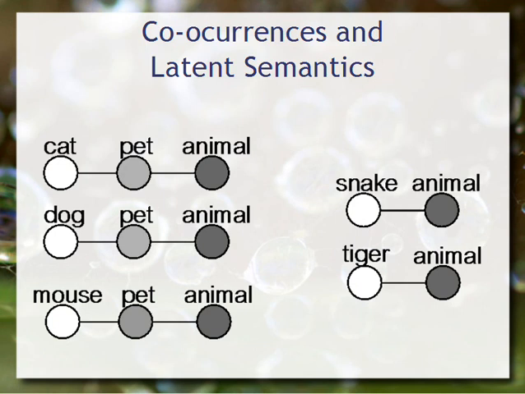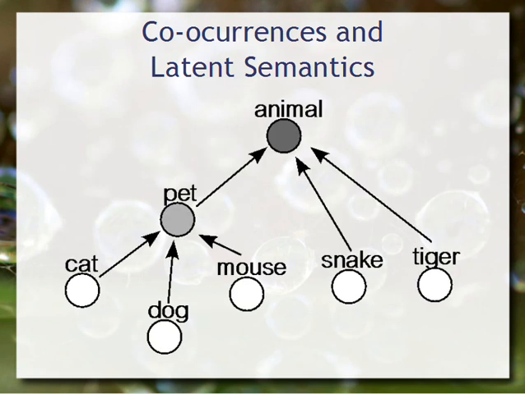And I can go even further. For example, I can get nodes together like that. Okay? And I can see that, for example, whenever I see cat, I see pet, dog, pet, mouse, pet, and I see animal, okay? And here I see snake without pet, because usually it's not a pet, and animal here, tiger, animal here. So I can infer, and there is a lot of research work that does that. I can infer a kind of hierarchy of some general terms that comprise more specific terms, okay?